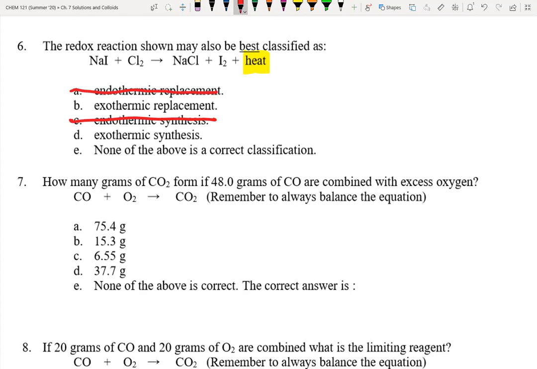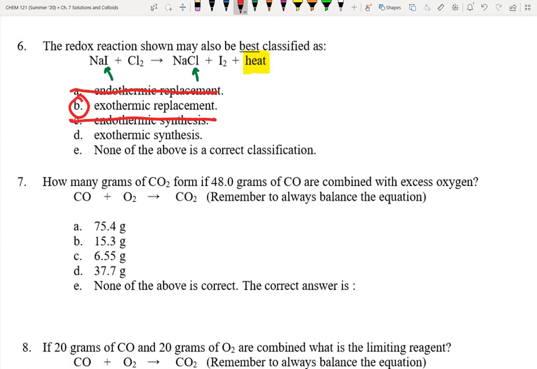Now the question is: is it a replacement or a synthesis? In this case, it jumps out to me that the iodine that's with sodium is swapped out for a chlorine, right? So to me, this looks like a pretty clear example of a replacement. A synthesis is kind of the reverse of a decomposition, where you take many things and turn them into one. In this case, we're not turning two things into one thing. It's still two things in, two things out. They're just swapping an atom.